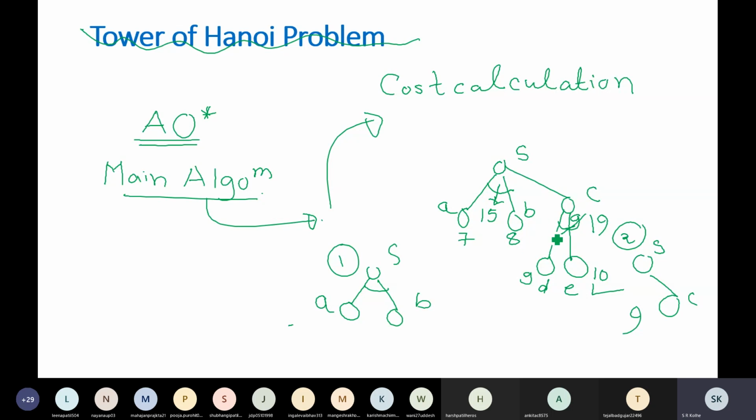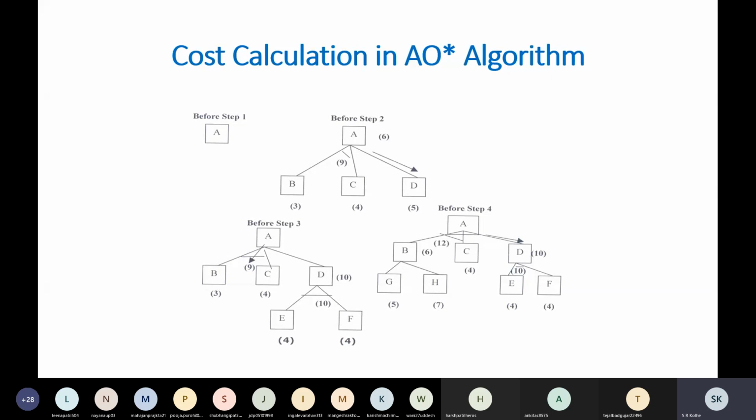Which one is better now? First one. The first path is better. Right? So this change you will have to incorporate in your previous algorithm, and that part will be done by this cost calculation module of your AO-star algorithm. So we will understand with this example now.